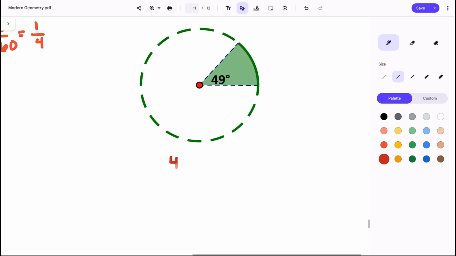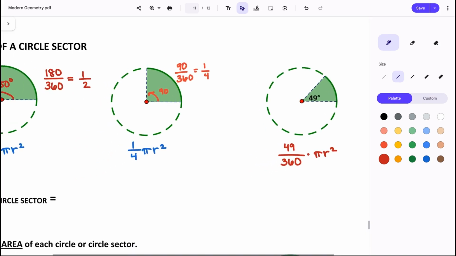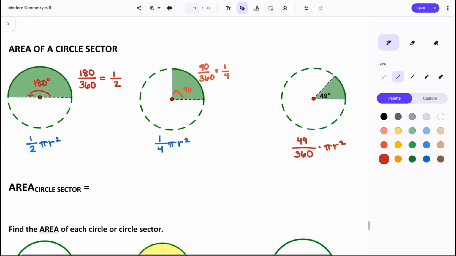But I would do 49 over what? 360, because that's how many degrees are in a circle, times what? Pi r squared. So these three are all similar. It just really depends on how much of your sector you have. So let's think about how we could write a generic formula that we could use for any situation.